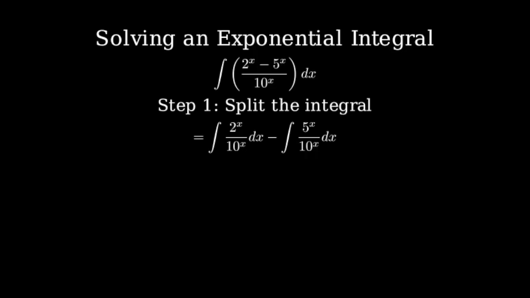Next, let's simplify. What's inside each integral? In the first integral, 2^x over 10^x is the same as 0.2^x. And in the second integral, 5^x over 10^x is 0.5^x.